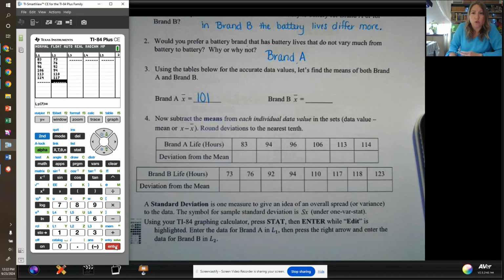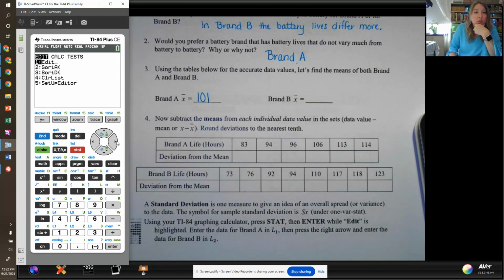We got a couple here that are real nice and high as far as battery life, all the way up to a 123. Holy smokes. And there are more batteries that we tested there, so maybe there was more possibility for that. I don't know. But let's get the mean, the average, for this data set.